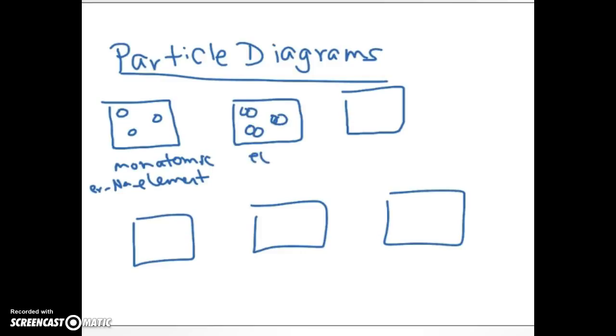Here's another element. These are diatomic elements. Two circles attached. Still one color. That's how we know it's an element. An example of a diatomic element would be, let's say, bromine. Any diatomic element will show two circles attached, but one color or pattern.